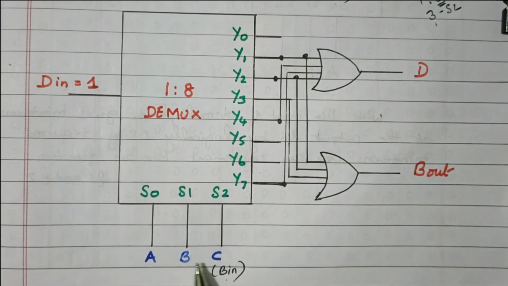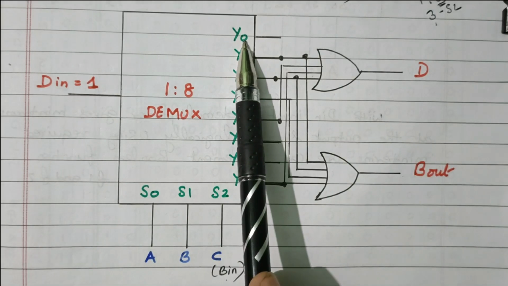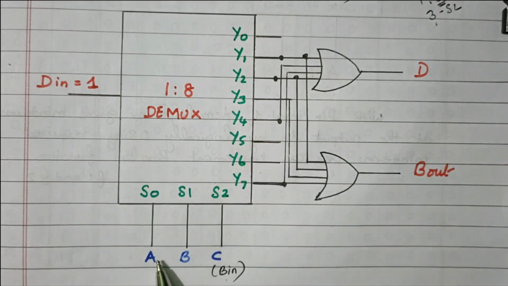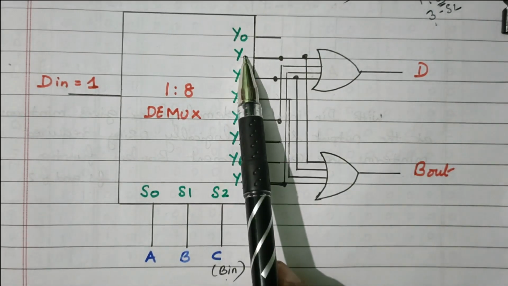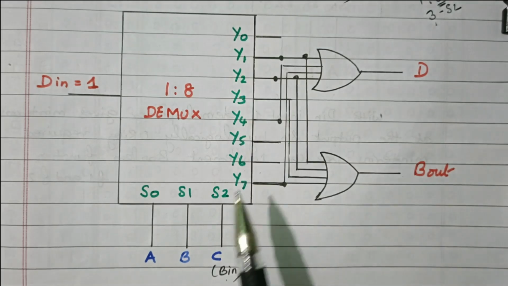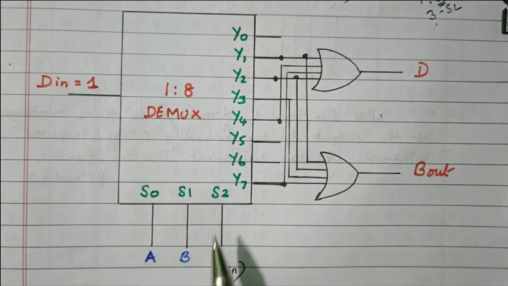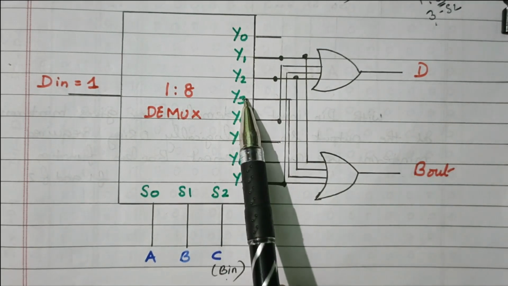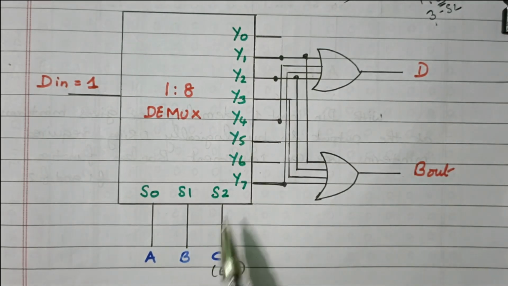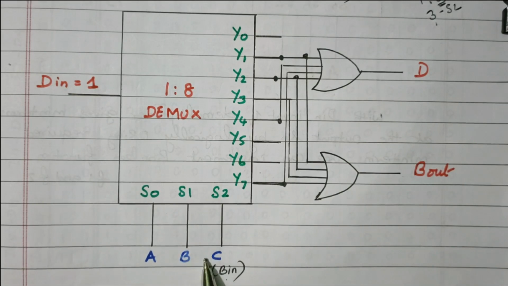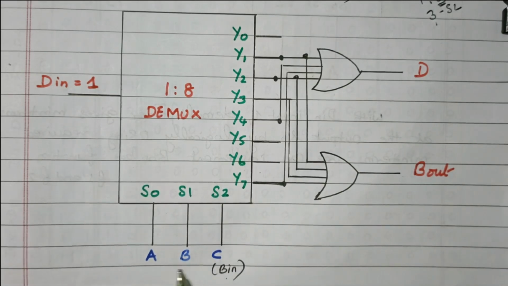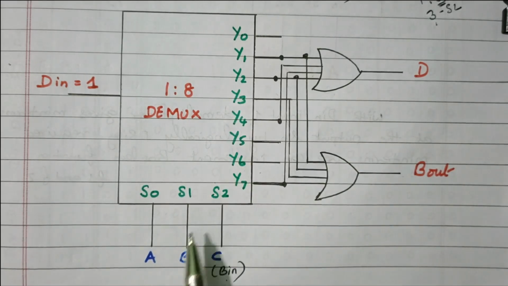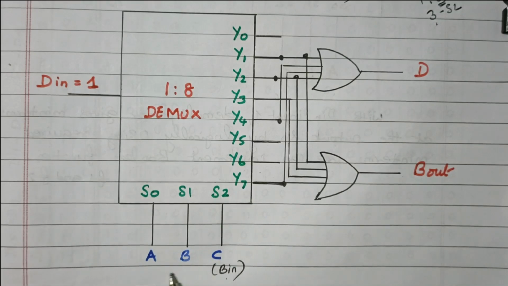So 0, 0, 0 means we'll get Y0 as the output. 0, 0, 1 means Y1 as the output, and the other outputs are 0. 0, 1, 0 means Y2. 0, 1, 1 means Y3. Similarly, 1, 0, 0 means Y4. 1, 0, 1 means Y5. 1, 1, 0 means Y6. 1, 1, 1 means Y7. According to the input, we'll get the output. That is available in our truth table also, right?